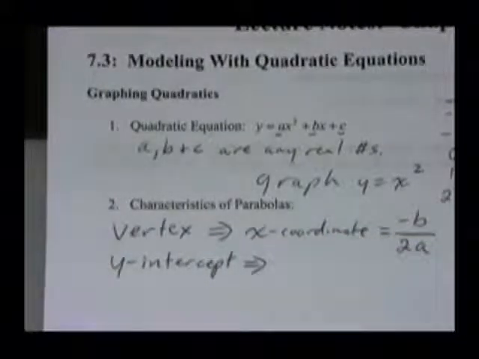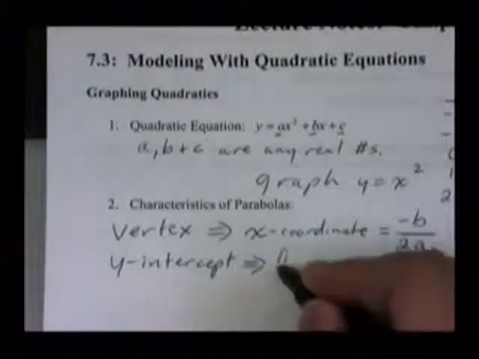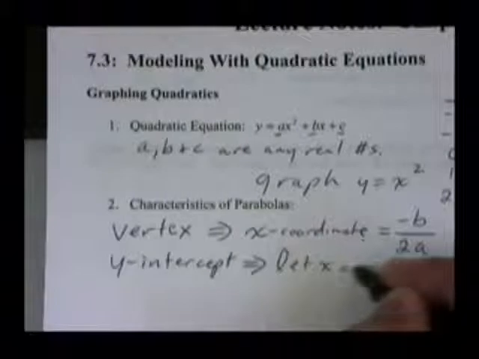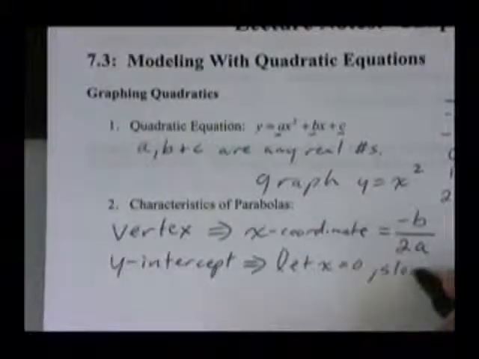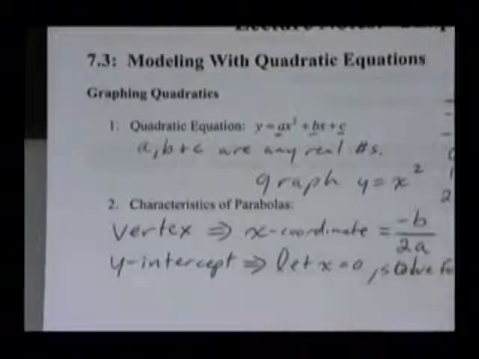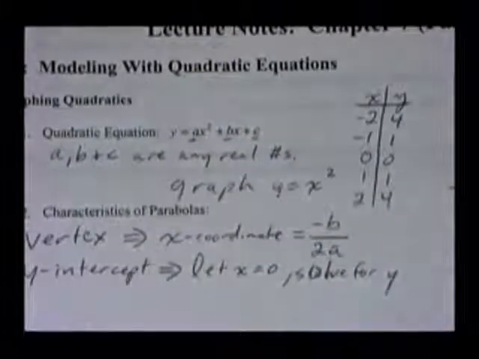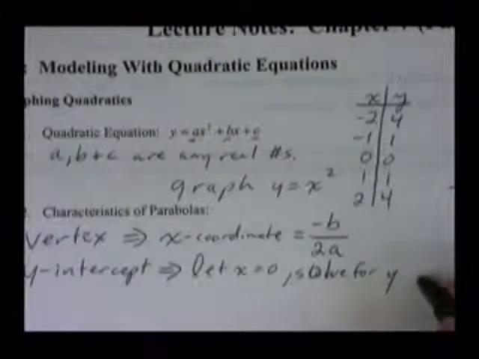And in order to find the y-intercept, remember everything on the y-axis has an x value of 0. So what we do is we let x equal 0 and solve for y. But notice when we do that up here, if we let x be 0, this term is gone, this term is gone, and the only thing you're left with is c. So if we solve for y, we're going to get c.